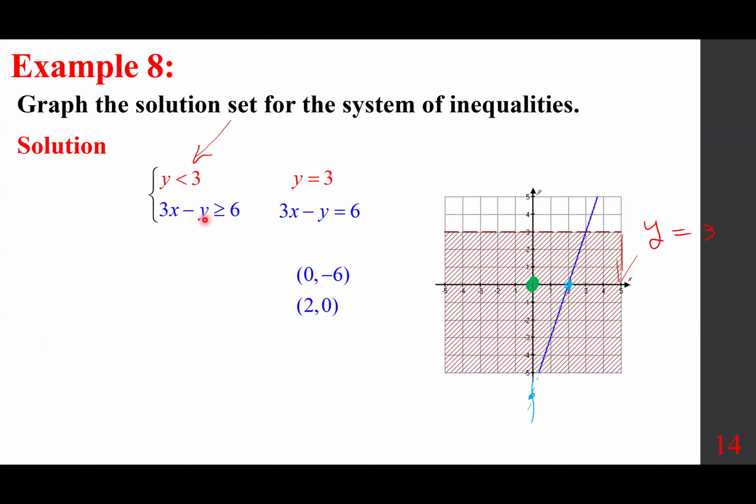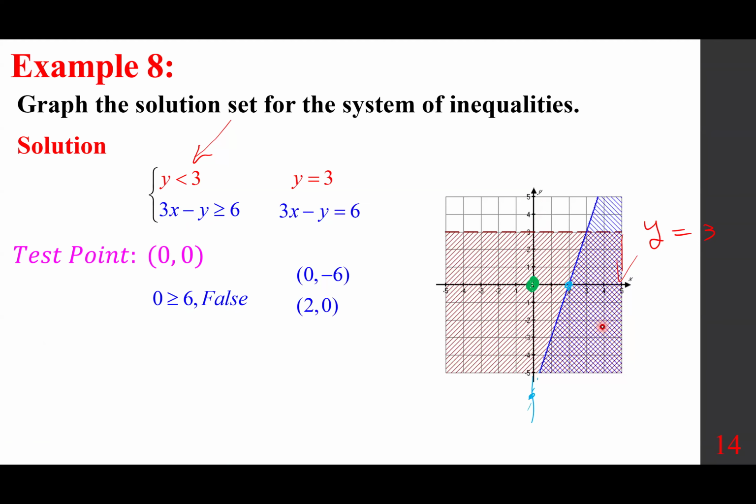So you check it with the original inequality. If I put 0, 0 into this one, I get 0 larger than or equal to 6. That's a false statement, everybody. Therefore, this side is not the solution. It's the opposite side that is the solution.